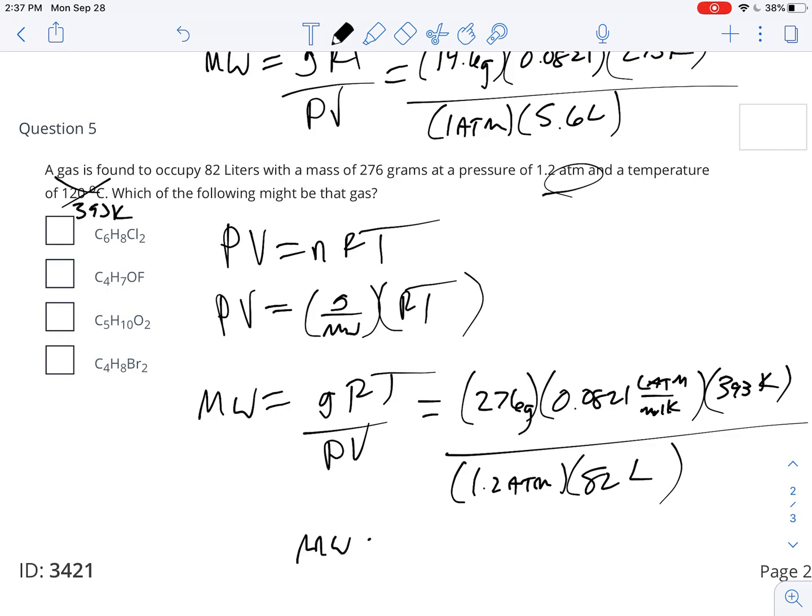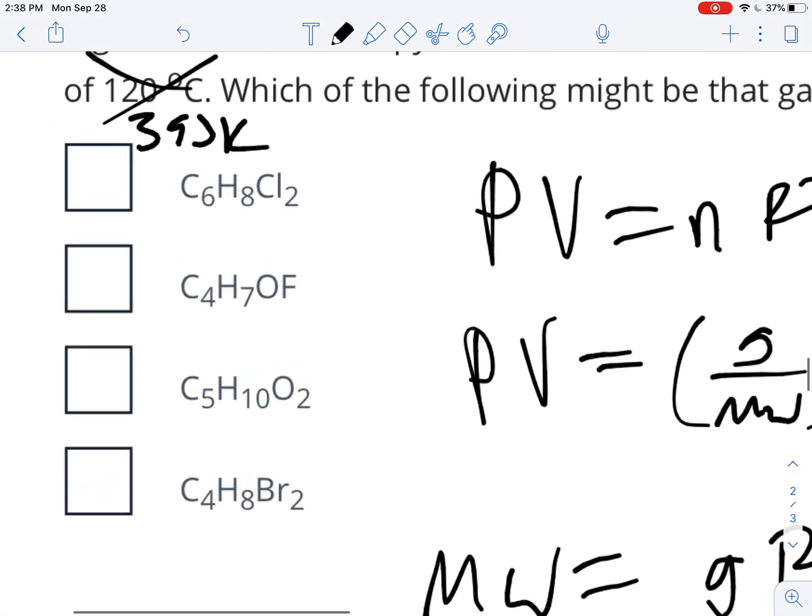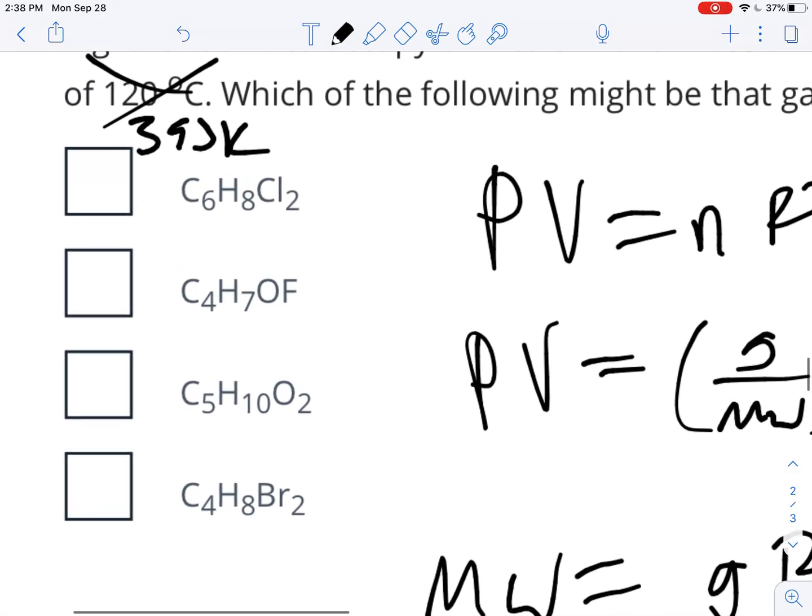So you go through and you solve this using your calculator, unless you're really good in your head on that. I know I'm not. So 276 times 0.0821 times 393, divided by 1.2, divided by 82, gets you about a mass of about 90.5 grams per mole, give or take. So now the question becomes, which of these has a mass of about 90?